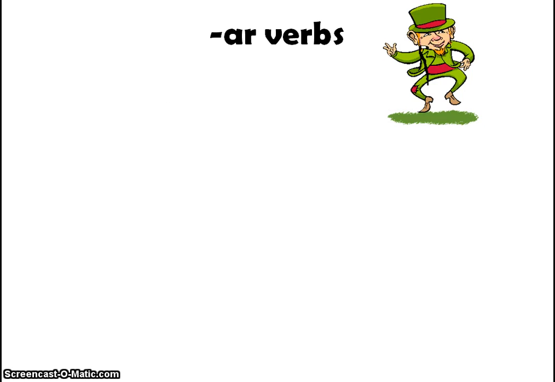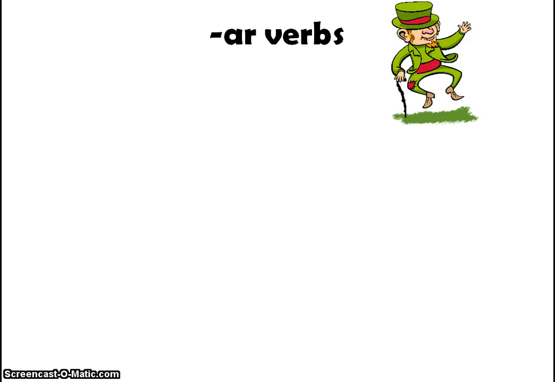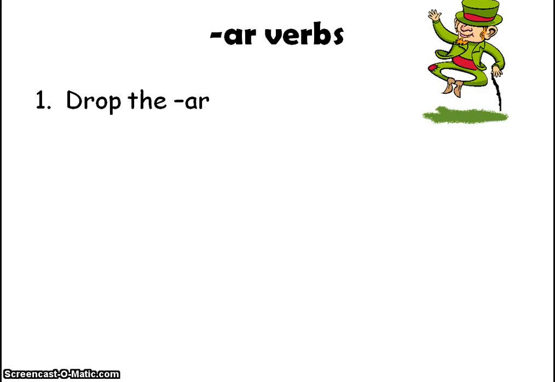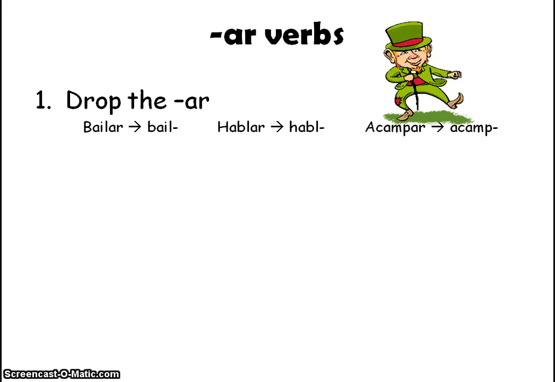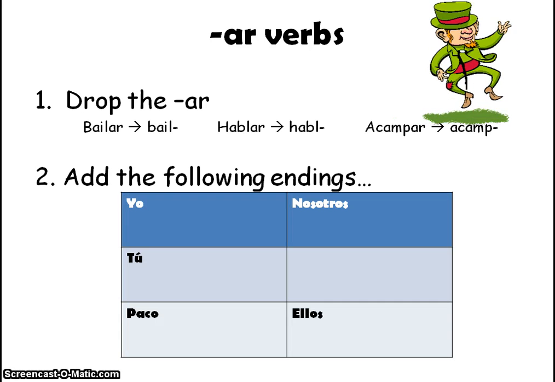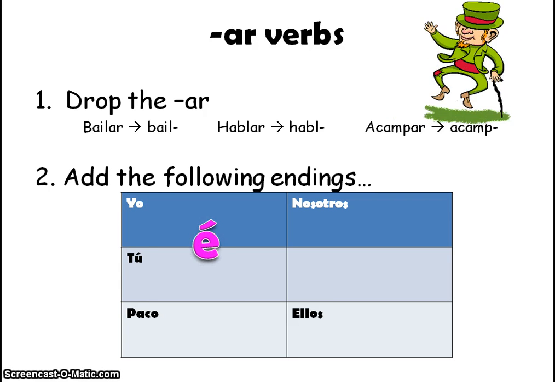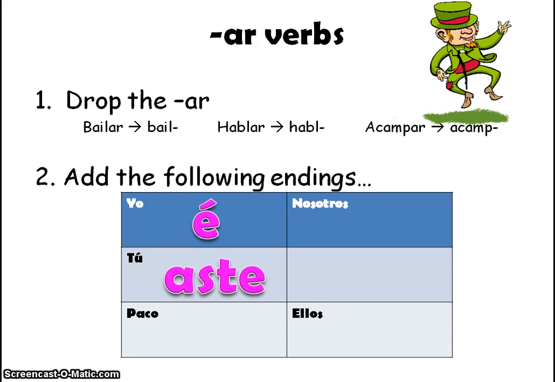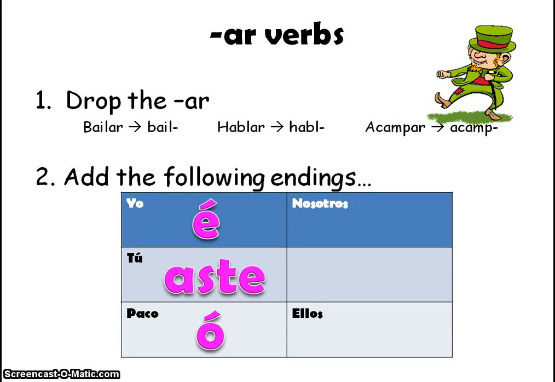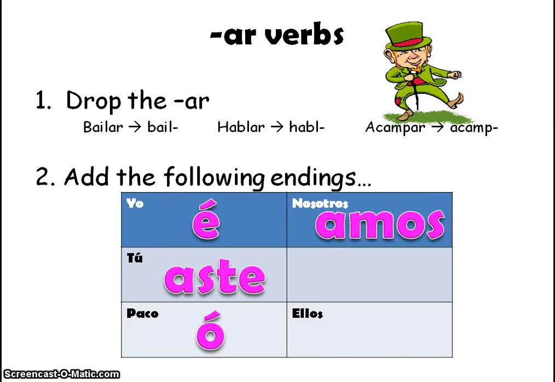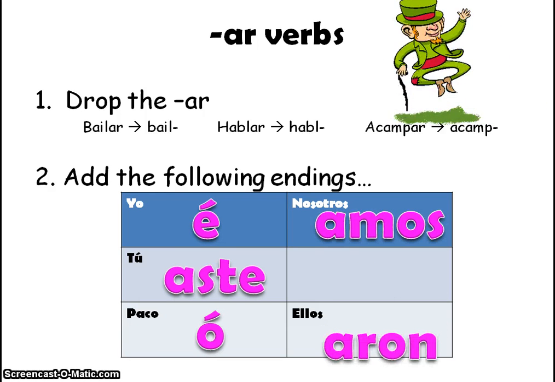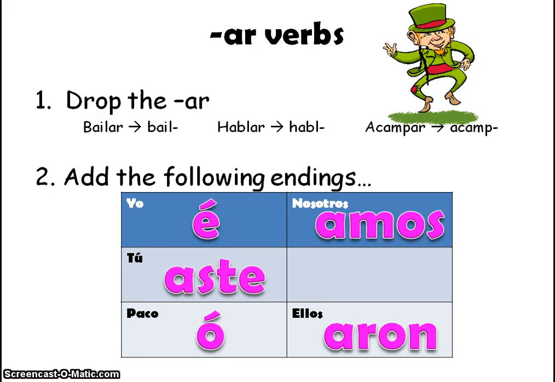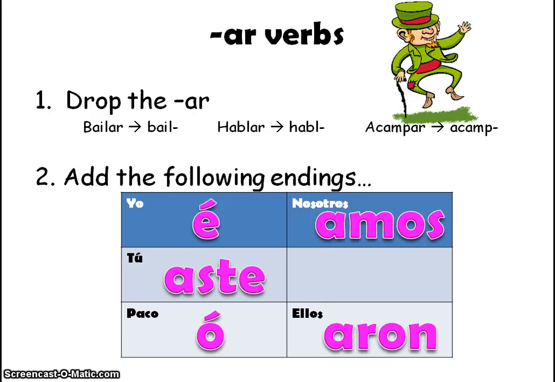Let's look at the forms, and we'll start with AR verbs. In order to form the preterite, or el pretérito, of AR verbs, first we must drop the AR. Once we've dropped the AR, we need to add the following endings. The yo form is é, tú, aste, Paco, él, ella, usted, ó, nosotros, amos, y ellos, ellas, ustedes, aron. Make sure you don't forget the accents on the yo form and the Paco form.